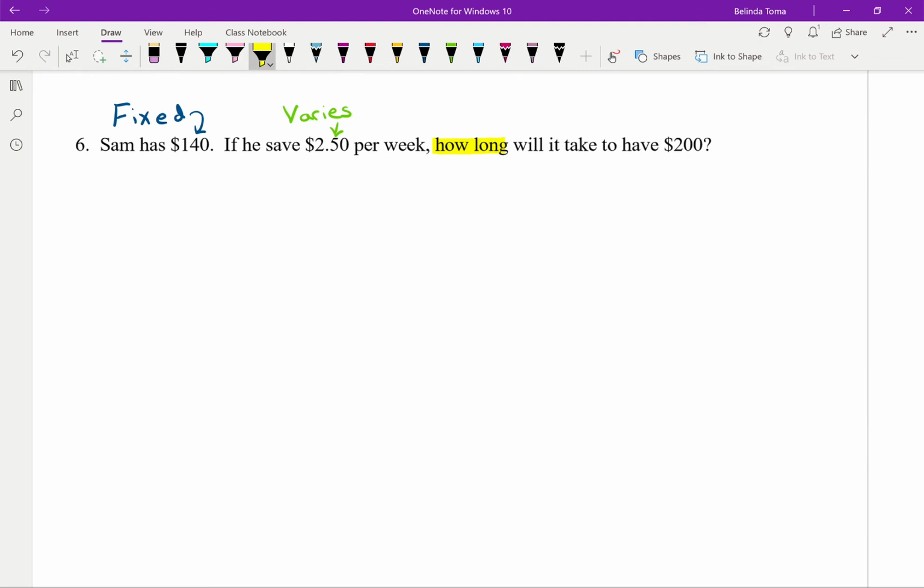So the how long is going to give us a clue about what we're going to use for our unknown. Our unknown, since they're asking us for how long, and because we're saving in weeks, is going to be the number of weeks.